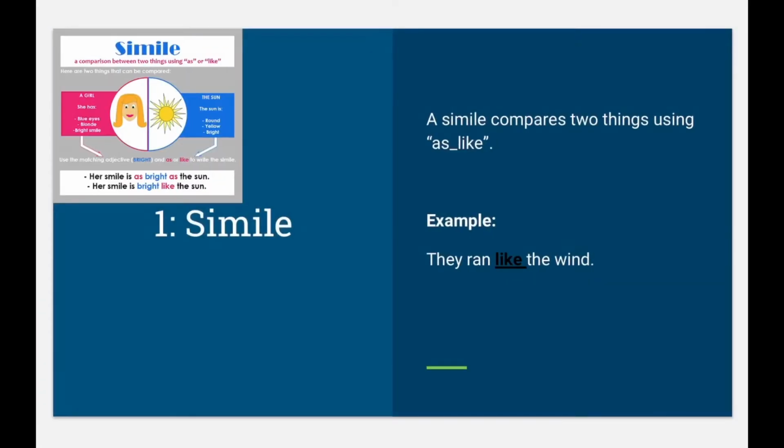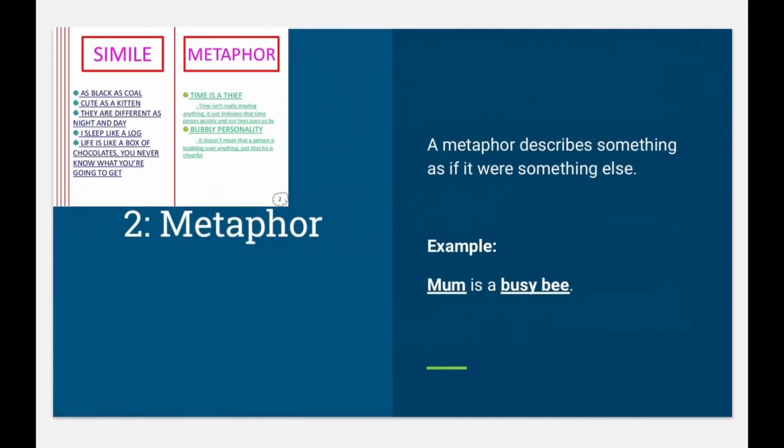Simile. A simile compares two things using as or like. They ran like the wind, or her smile is as bright as the sun. So as you can see here, we use like or as. If we didn't use like or as, it isn't a simile. So to show that they ran quickly, we said they ran like the wind. Okay, so next we have the metaphor.